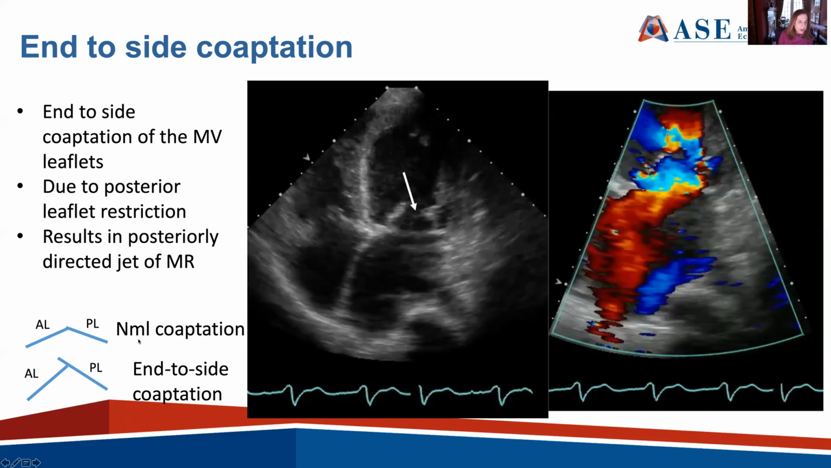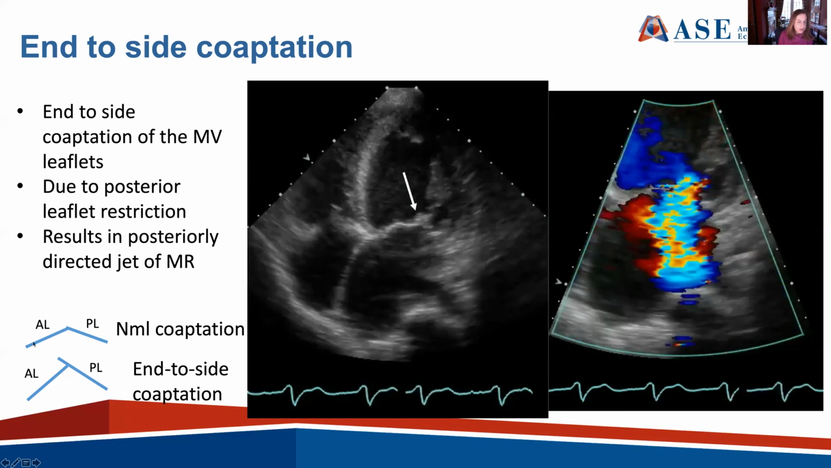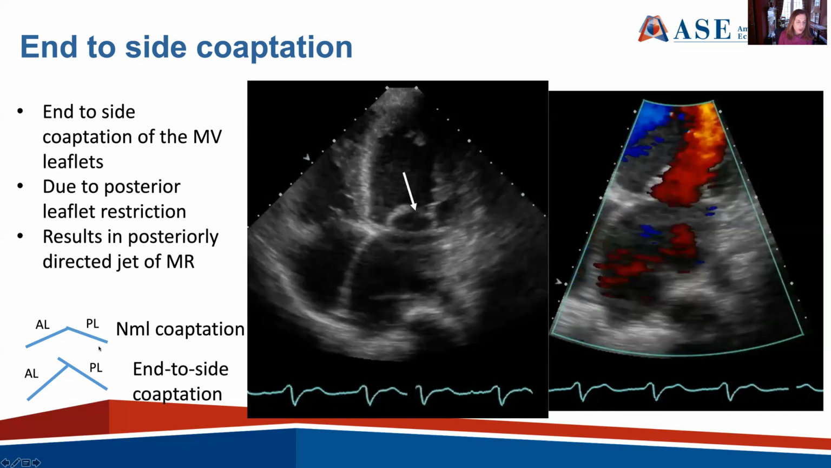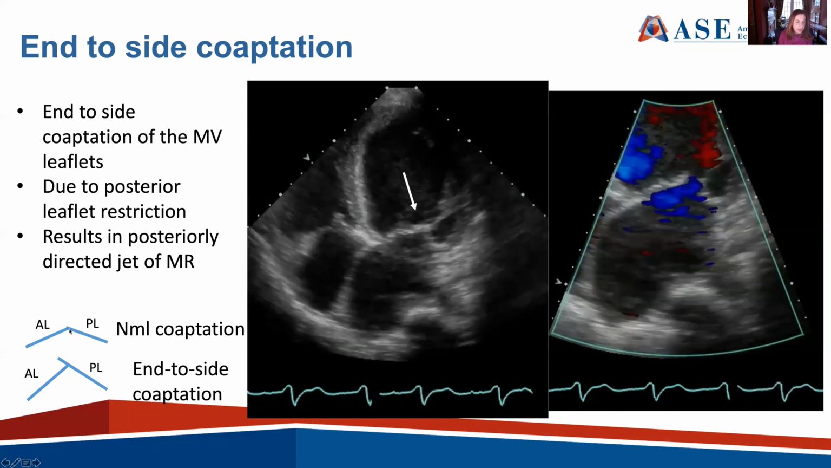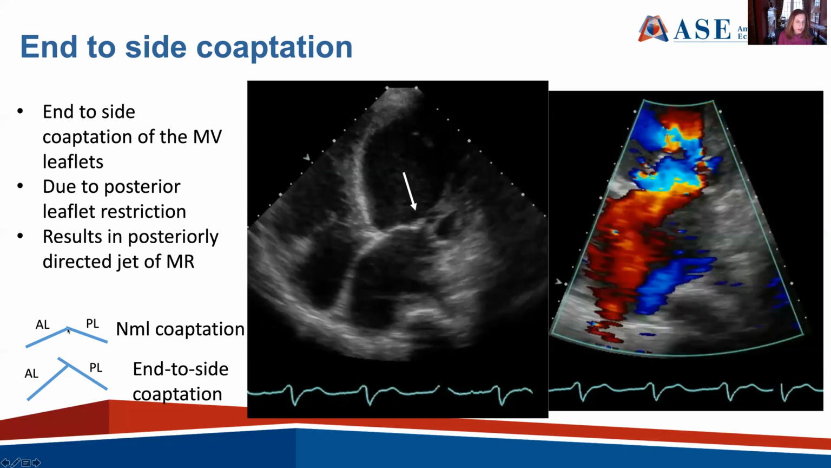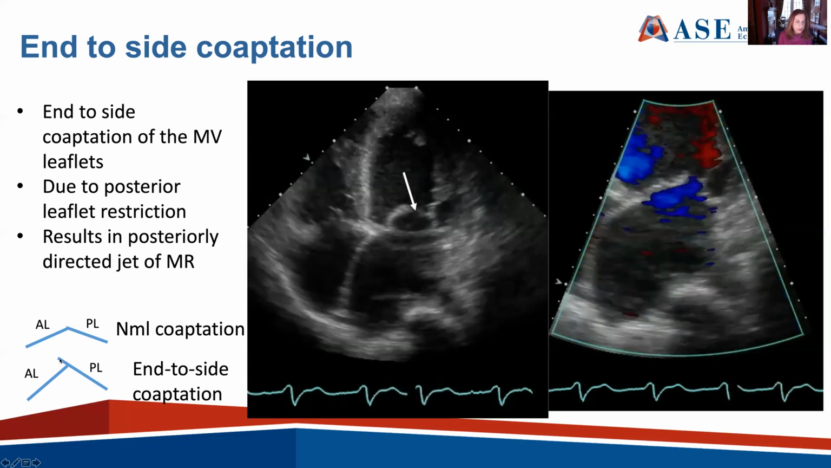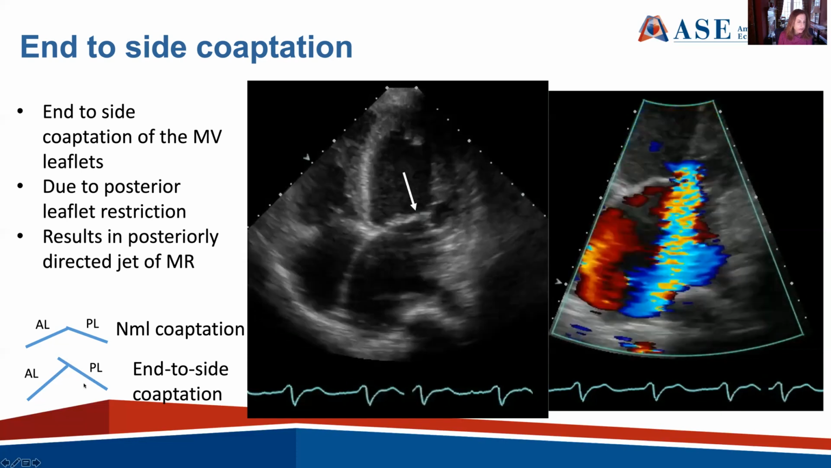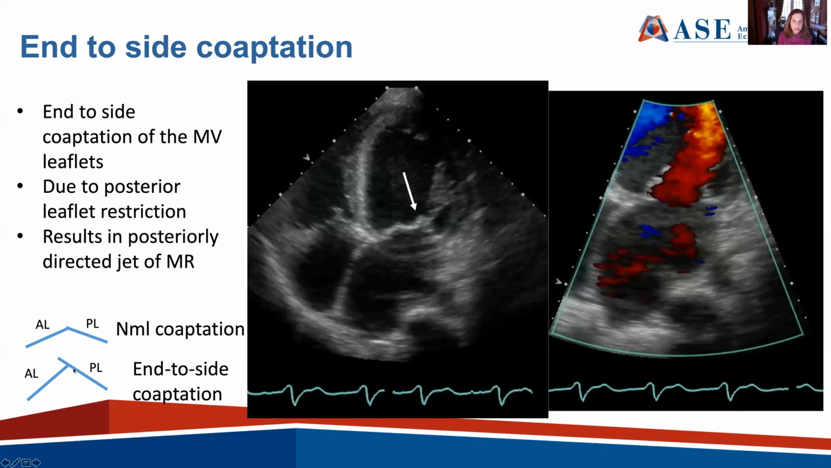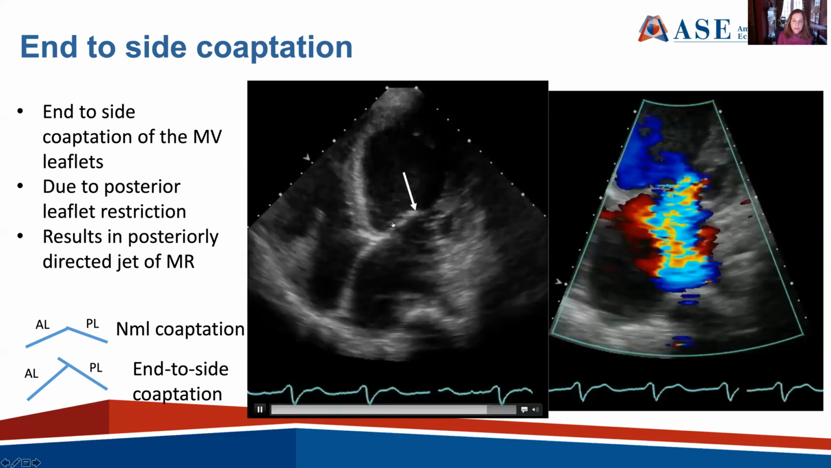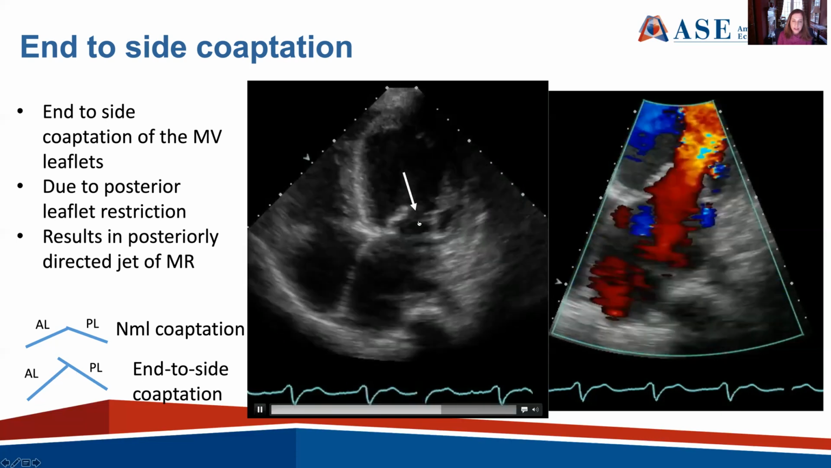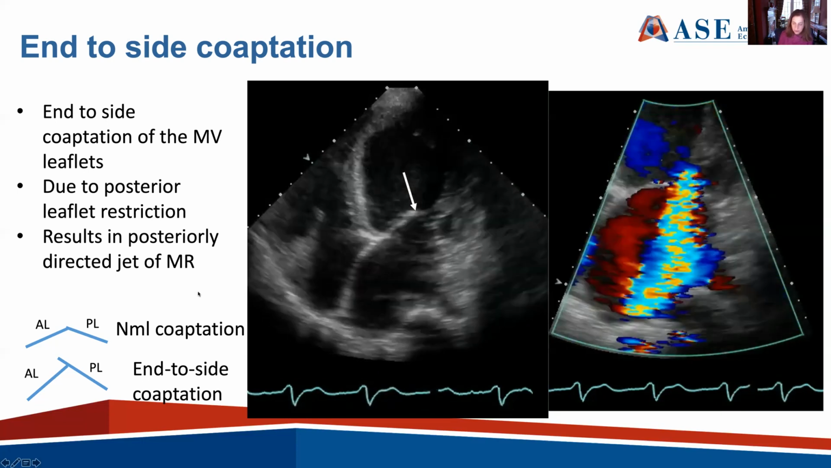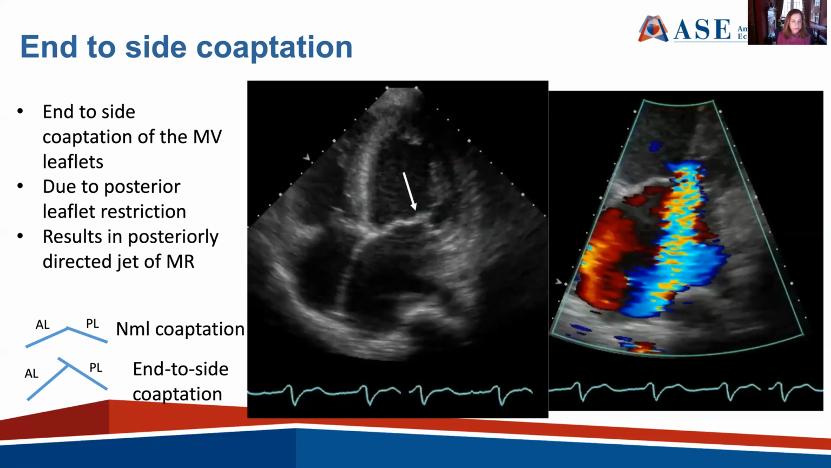And here I made a little cartoon to show you how the anterior and the posterior leaflets should coapt in the normal situation. You see that the coaptation is right here at the tips. And here's what it looks like when it's an end to side configuration, or end to side coaptation. And when you have this little curl here on that anterior leaflet, that's known as a Seagull sign, which is typical of this type of MR.